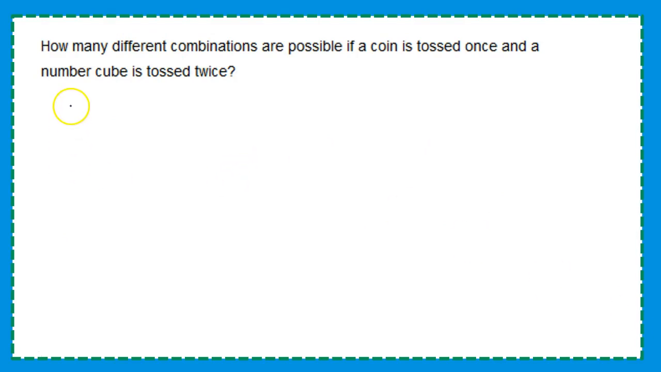Okay, so this is a great question. It says, how many different combinations are possible if a coin is tossed once and a number cube is tossed twice. So we know for a coin there's two possible outcomes, right? There's heads or tails. And then for the number cube, there's 6 possible outcomes, but they're going to toss that number cube twice. So you would have to make sure that you represent it like that.